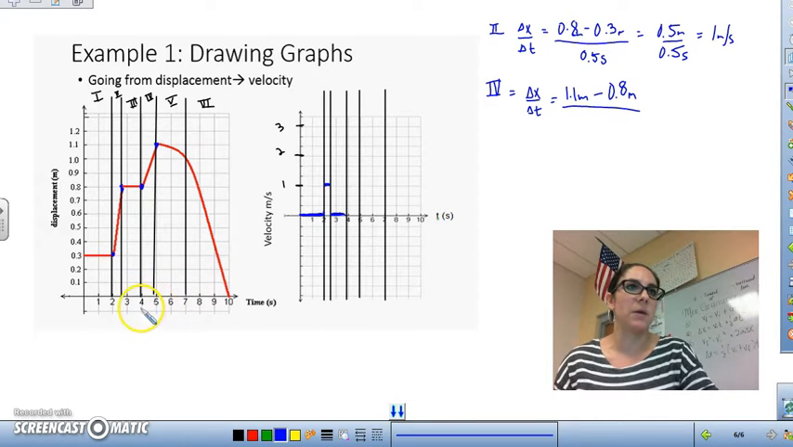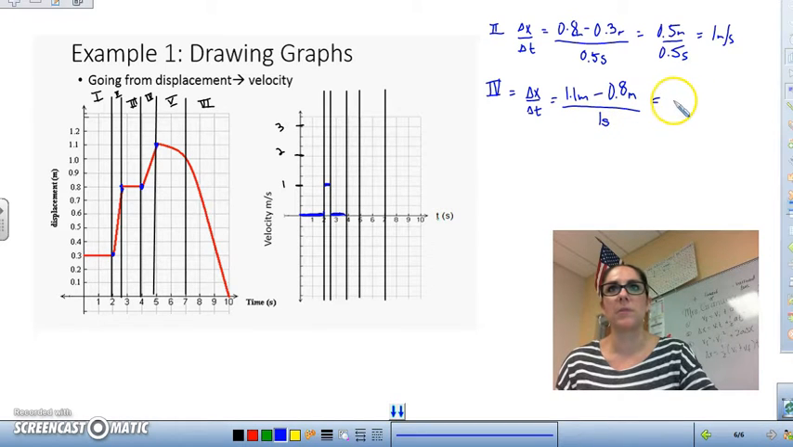The time interval is between 5 and 4, or 1 second. Notice that I didn't write 5 or 4. I just wrote the time it took to do that. Technically, you could do 5 minus 4. That also works. So I'm taking a shortcut by doing this. So I get 0.3 over 1 second. So as you might imagine, I get 0.3 meters per second.